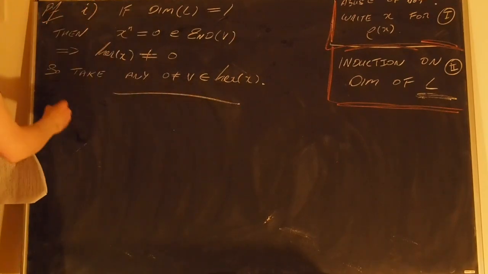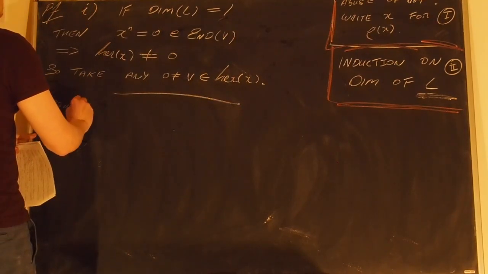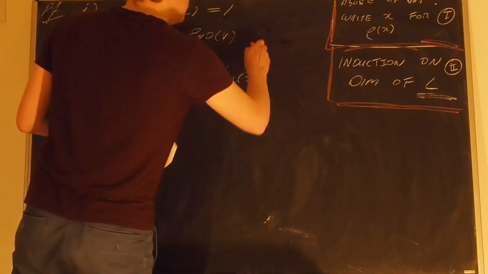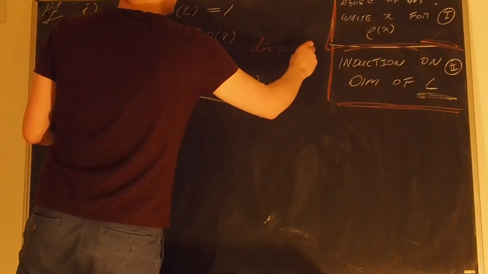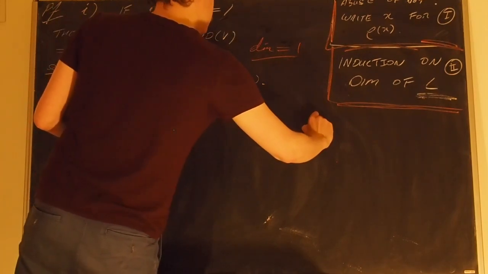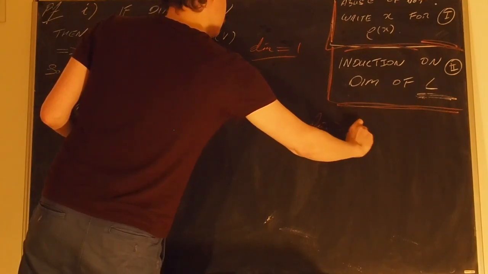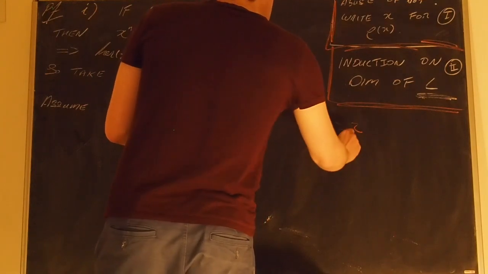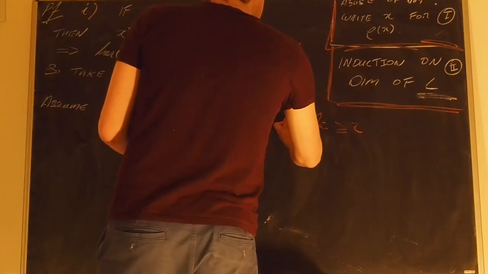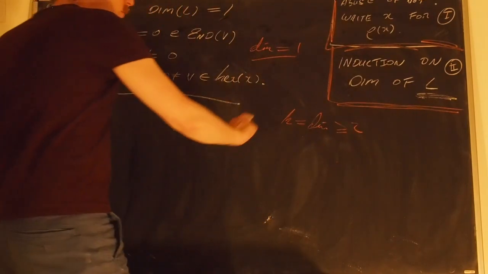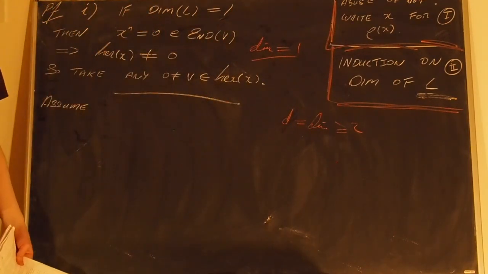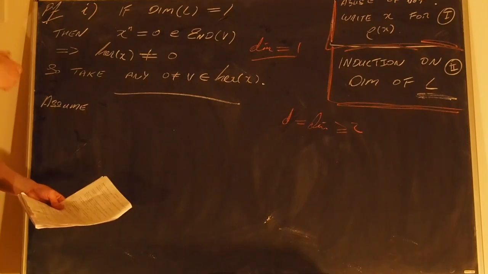Next, now let's assume the dimension is greater than or equal to 2. Greater than or equal to, thank you. So let's call this some K. No, K is the field, so let's call it D. So let's assume that it's true for D, and then we want to show that it's true for D plus 1.